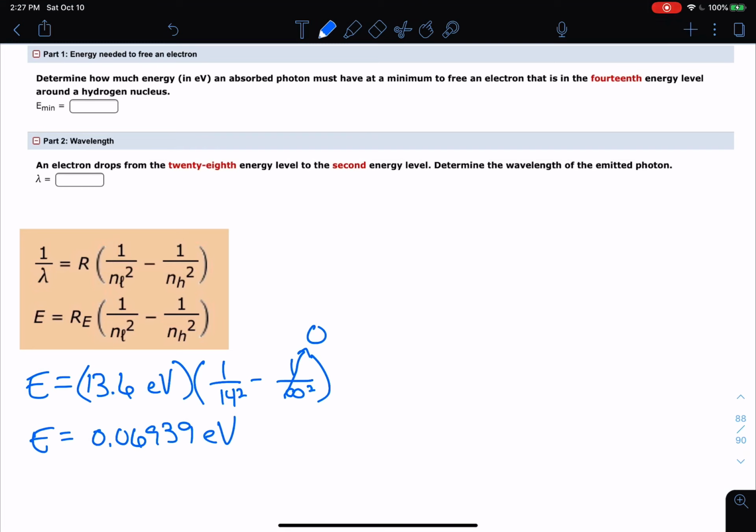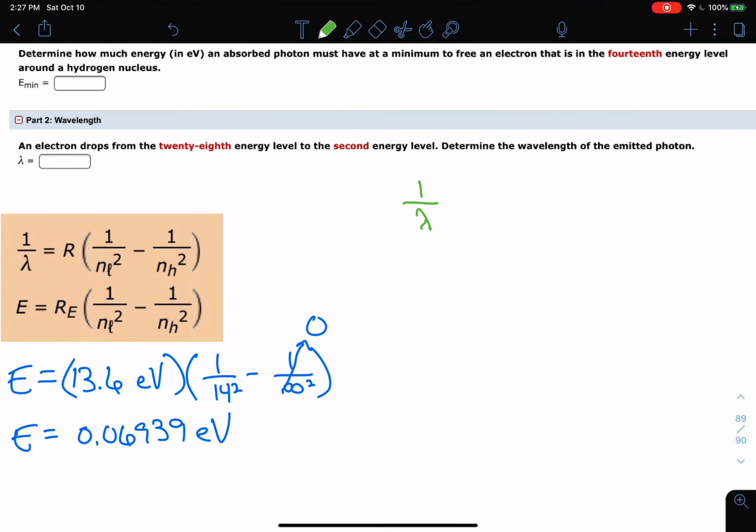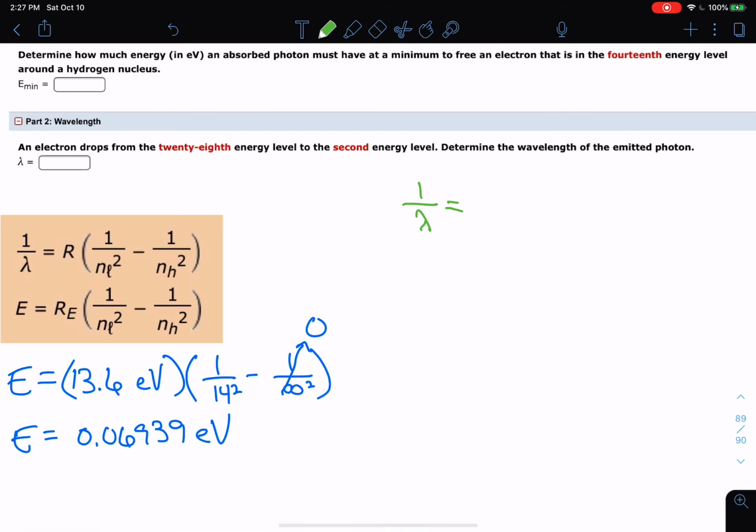Part 2, an electron drops from the 28th energy level to the 2nd energy level. Determine the wavelength of the emitted photon. Okay, so we're going to use this formula for that because we're interested in the wavelength. Important to note that it is 1 over the wavelength. And then I need the Rydberg constant. That's 1.097 times 10 to the 7th inverse meters.